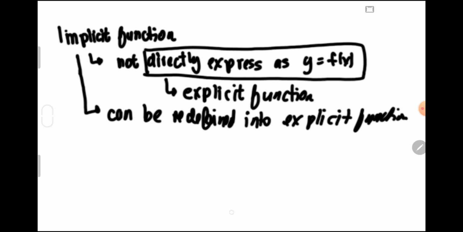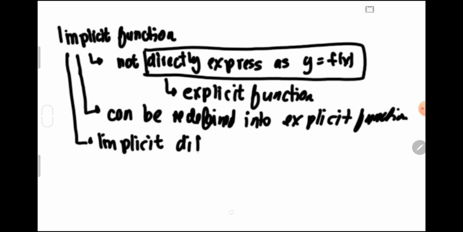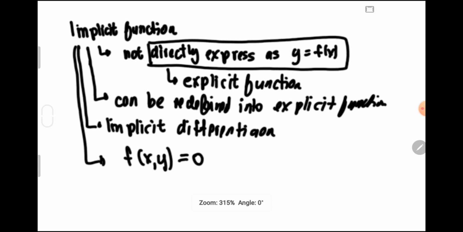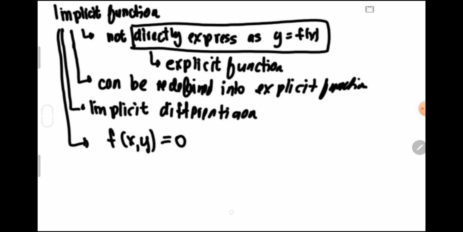But there are cases wherein this implicit function is very long, so it would take you longer to redefine it into an explicit function. Therefore, we have what you call implicit differentiation. This is in terms of f of x, y equal to 0. The content of this function is a value of x and a value of y.